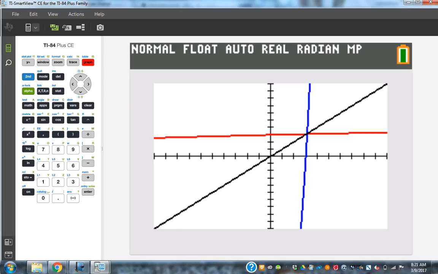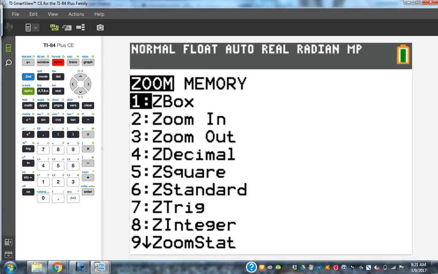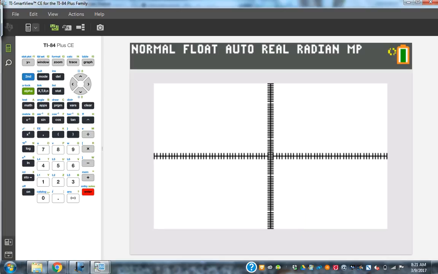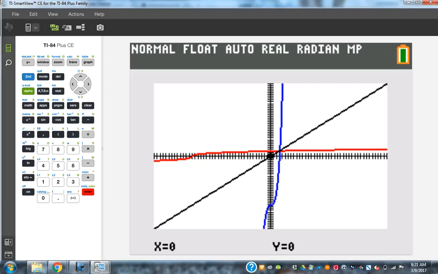The blue one looks like it's bending. It is. If I press zoom out here, you'll see that they are very curved. The blue one, and then the red one is curved as well. And then the only straight one is the y equals x line. So there's the bigger picture of it.